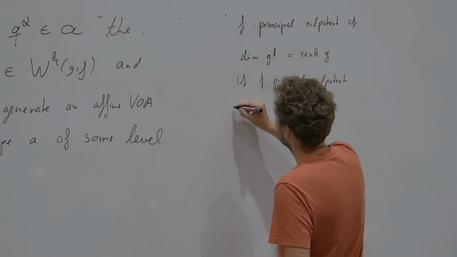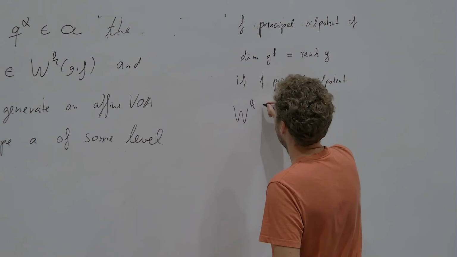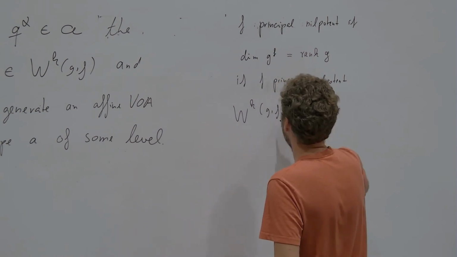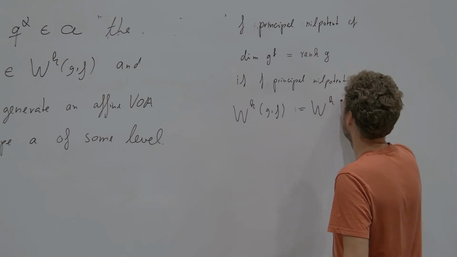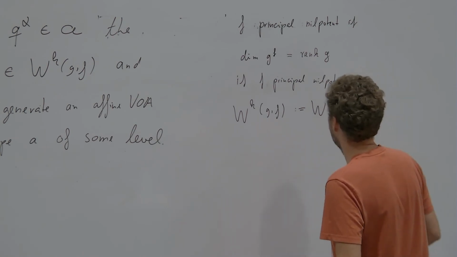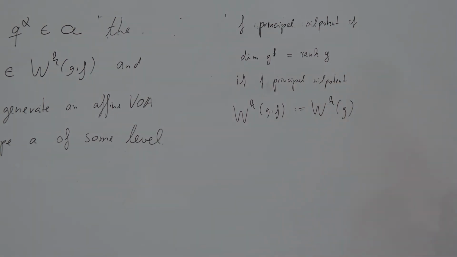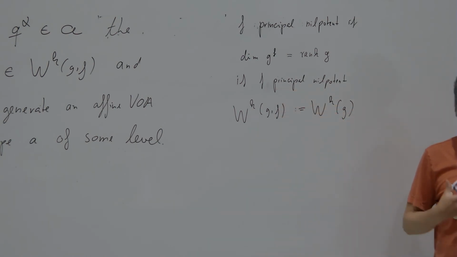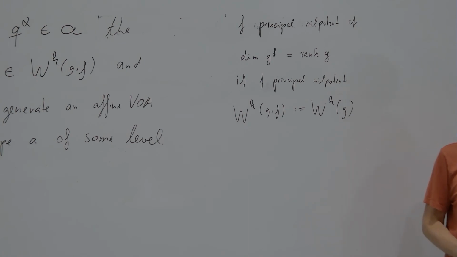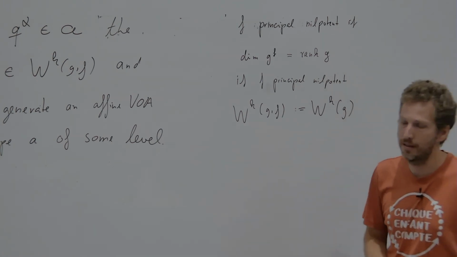then one gets the W algebra of G, and one often omits the F in this case, just because these are the W algebras that appear most often. So if you look at the literature and you find something like this, then people have omitted the principal nilpotent element just because it's the most common one and historically mostly studied.